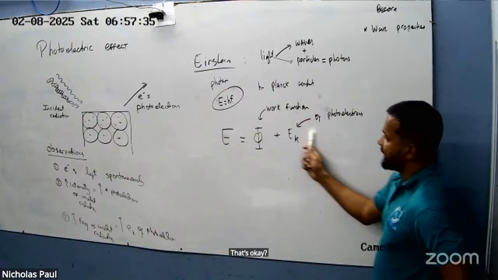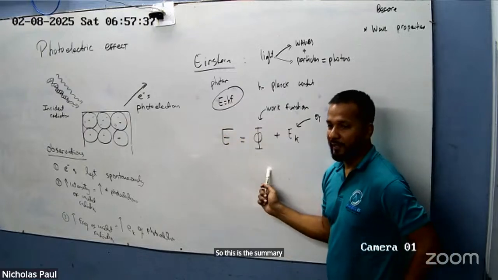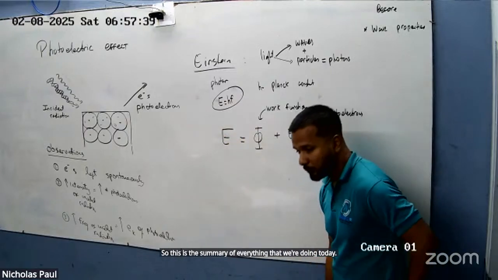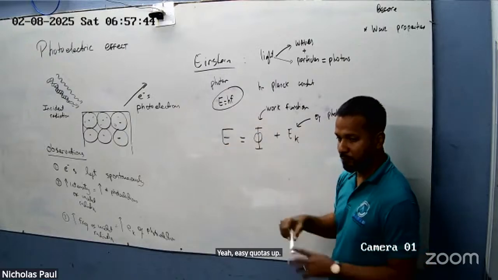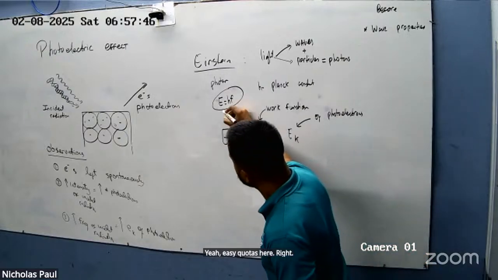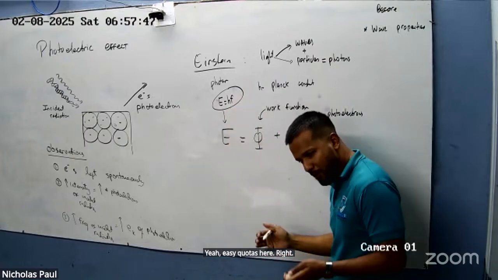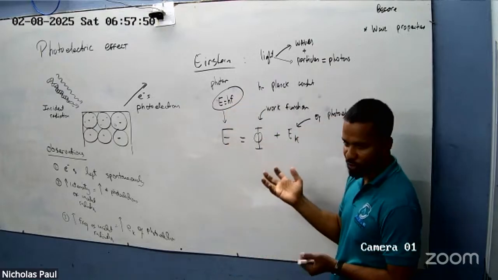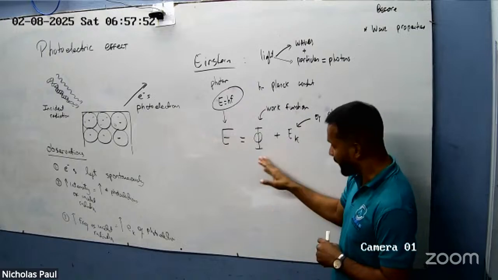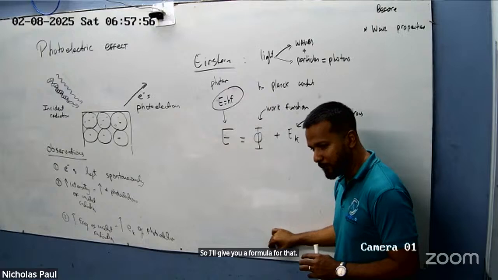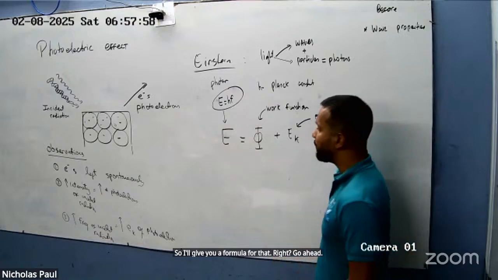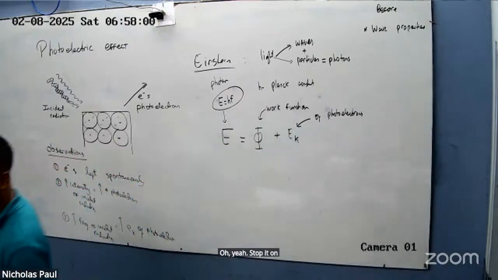So this is the summary of everything that we're doing today. E is equal to hf. So then what is work function? Work function is just the energy the electrons need to break the bond. I'll give you a formula for that. Hurry up, copy down that formula, and I want to explain from there.